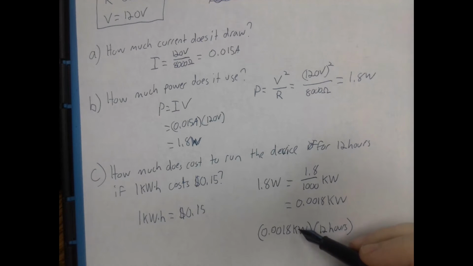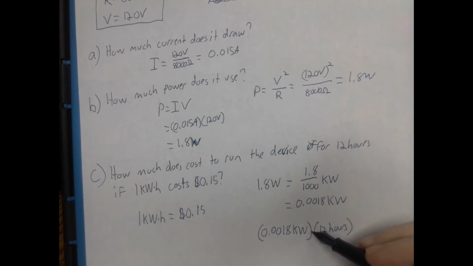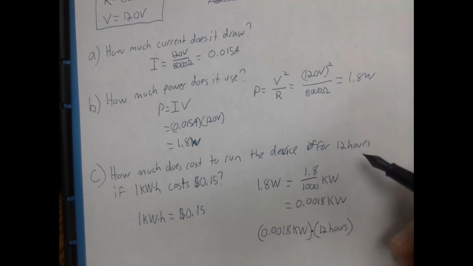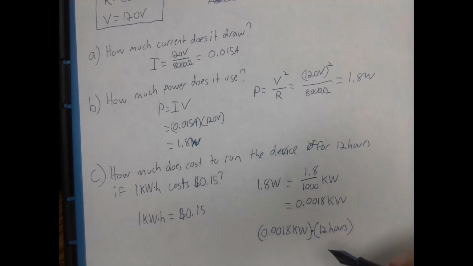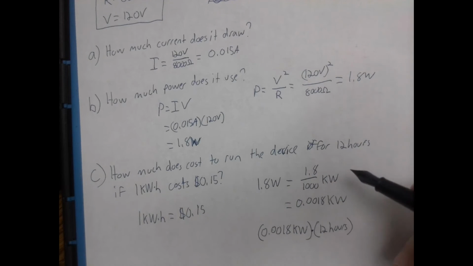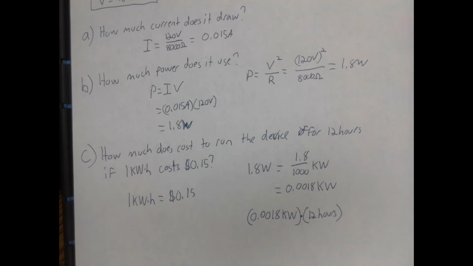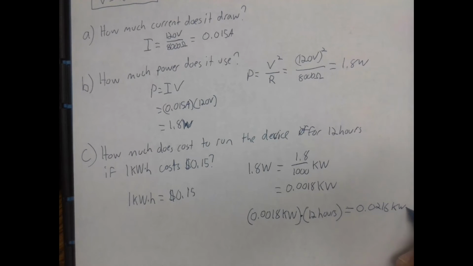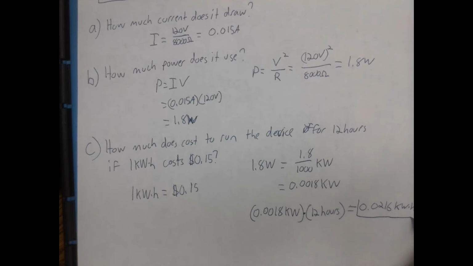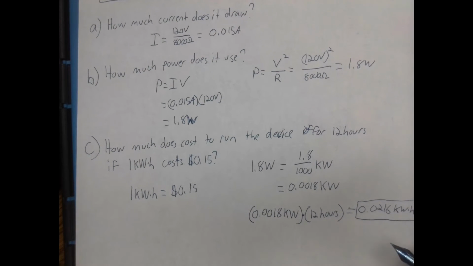So to get kilowatt hours, we just multiply the kilowatts by the hours. Note, if the question is in seconds and you're trying to get kilowatt hours, you have to convert watts into kilowatts and seconds into hours. So this is equal to 0.0216 kilowatt hours. This is how much energy in kilowatt hours we're using.